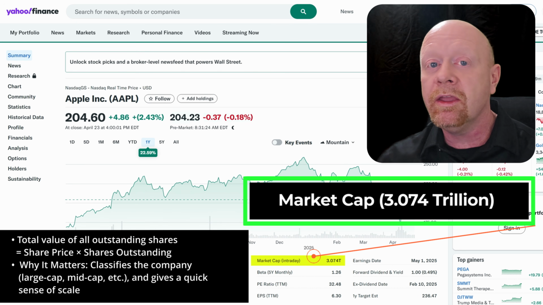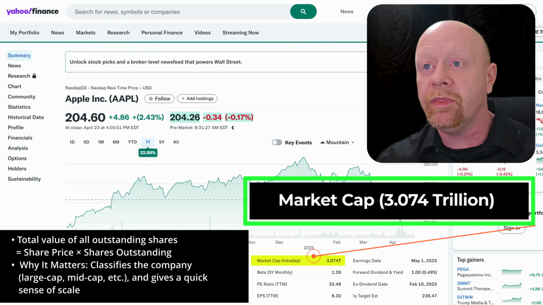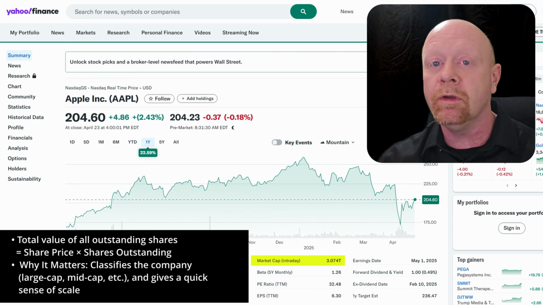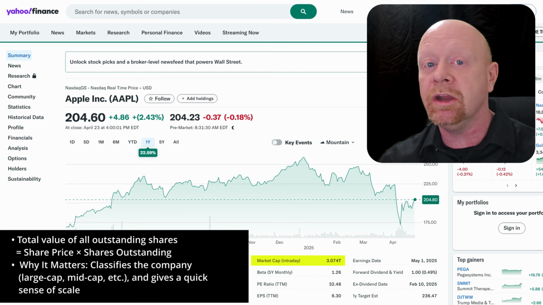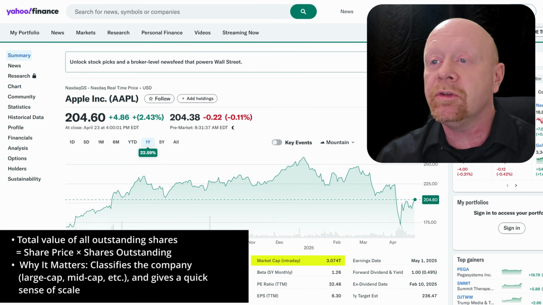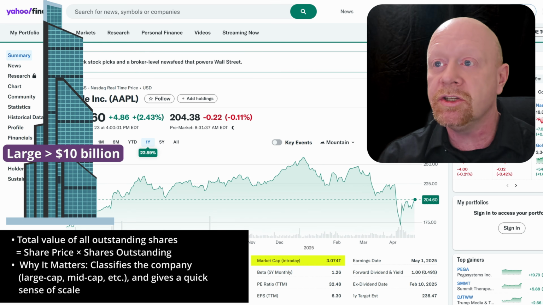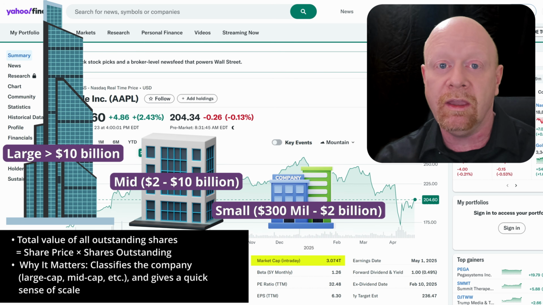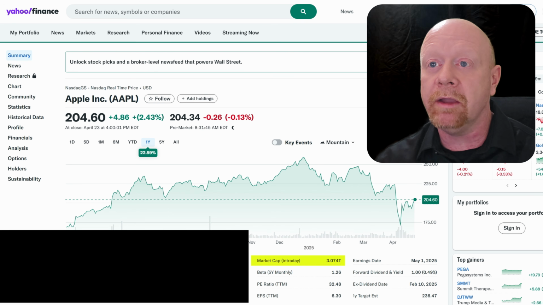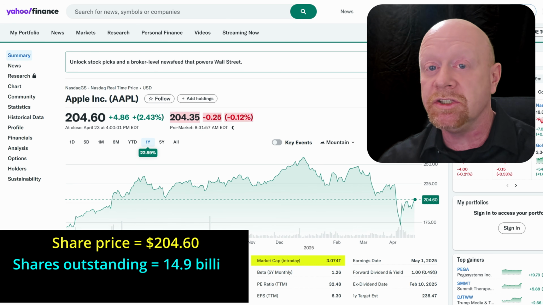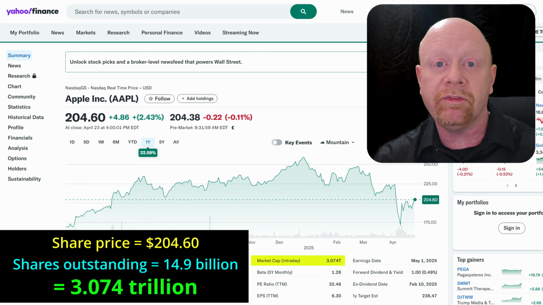It's currently sitting at 3.07 trillion. What this means is this is the total value of all the shares outstanding. It equals share price times shares outstanding equals the market cap. Why this matters is it helps classify the company as either a large cap, mid cap, and so forth, and gives you a quick sense of its scale when compared with other companies in that industry. For example, of market cap calculation, Apple's price is 206 times 14.9 billion shares equals 3.07 trillion.